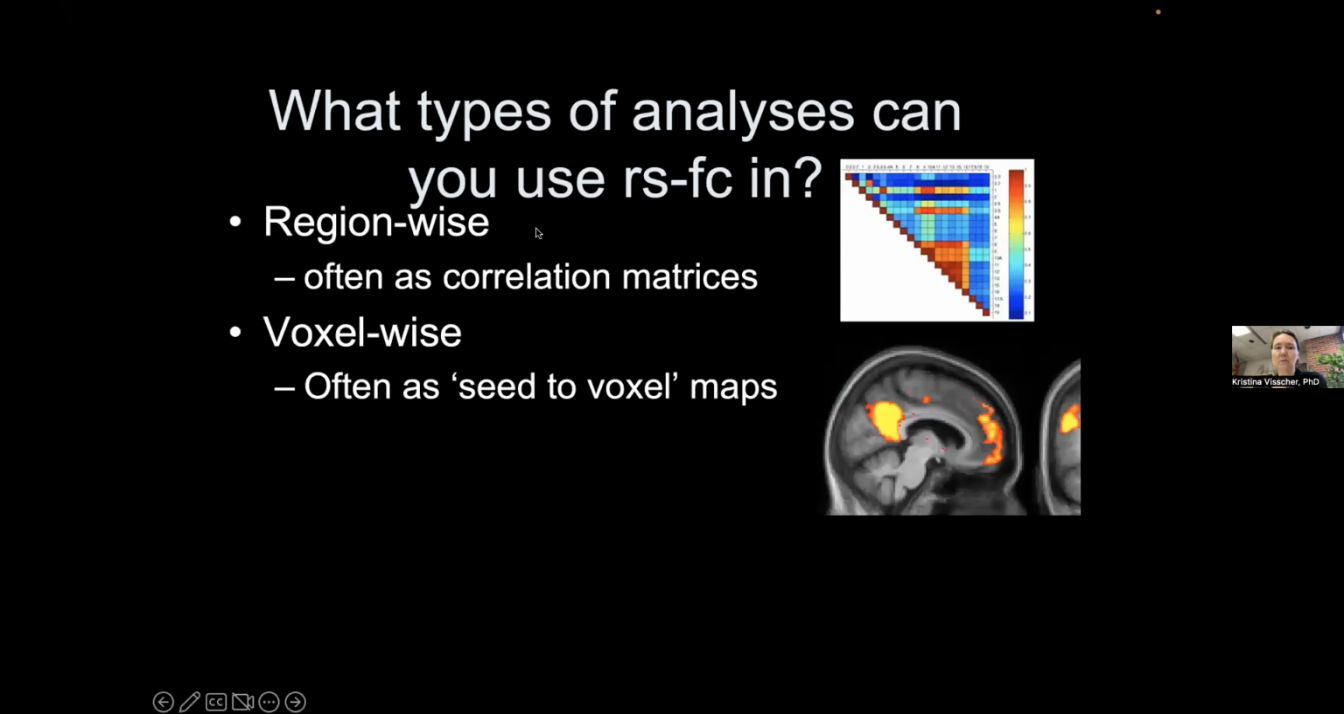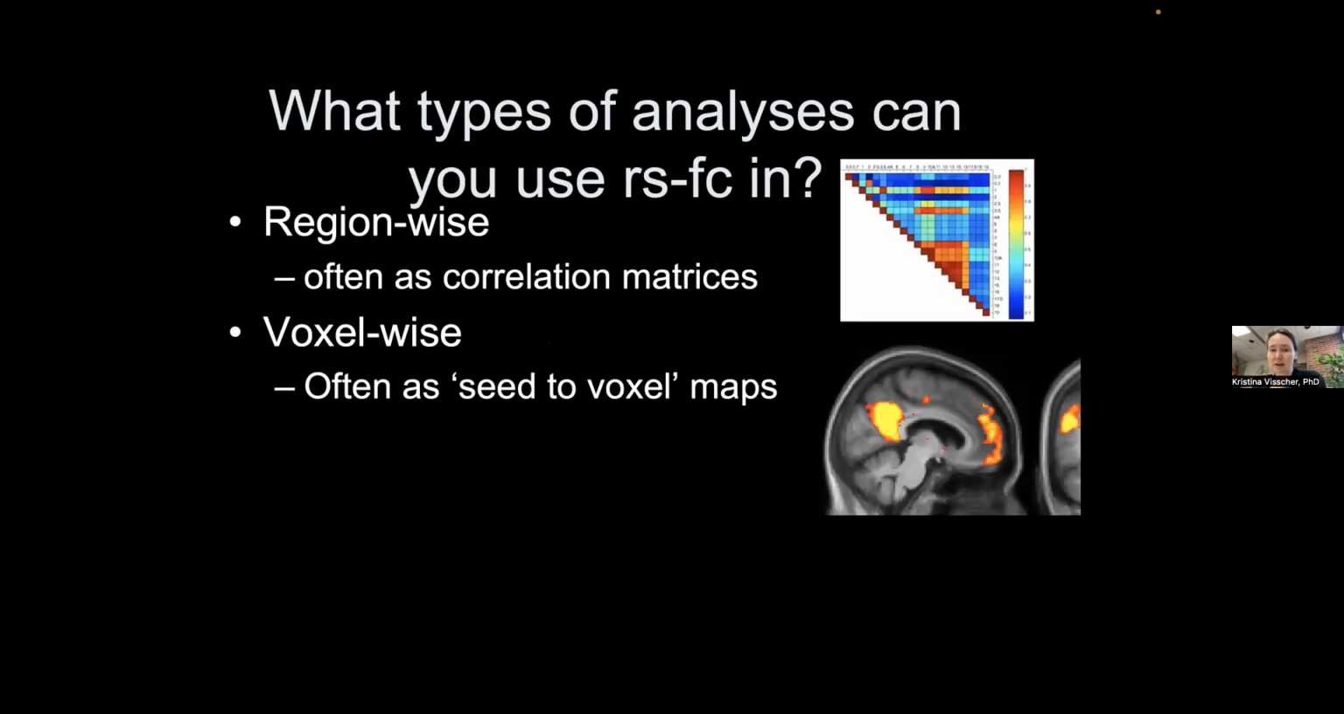All right, so what types of analyses can you use resting state functional connectivity, as it's sometimes abbreviated, in? We can look at region-wise analyses, sometimes described as correlation matrices. So I just showed you these correlation matrices. Each of these columns or rows would represent one region of interest, and the colors represent the strength of correlation at each of these regions of interest. Also, you can look at voxel-wise connections. For example, this whole brain image that I showed you here.